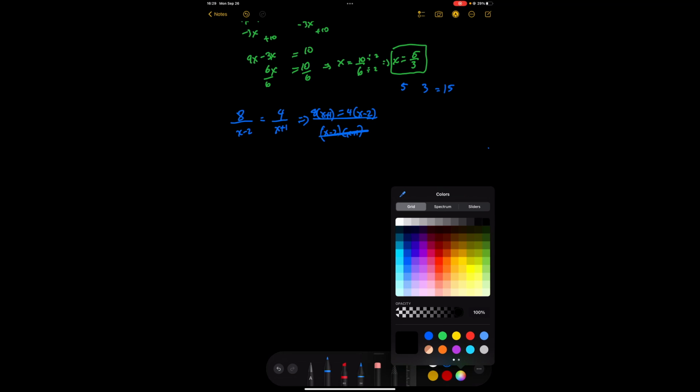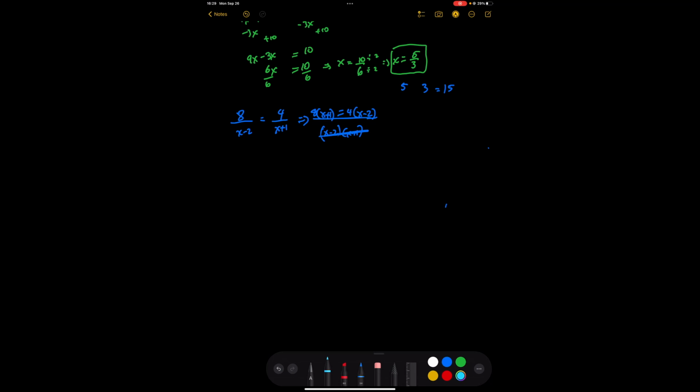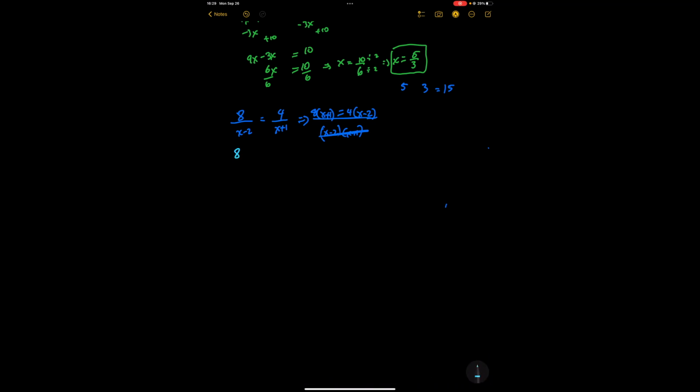Let me get a different blue. And so that we would have 8, that's better, 8 times x minus x plus 1 equal to 4x minus 2. So what is 8 times x? It will be 8x plus 8 equal to 4x minus 8.